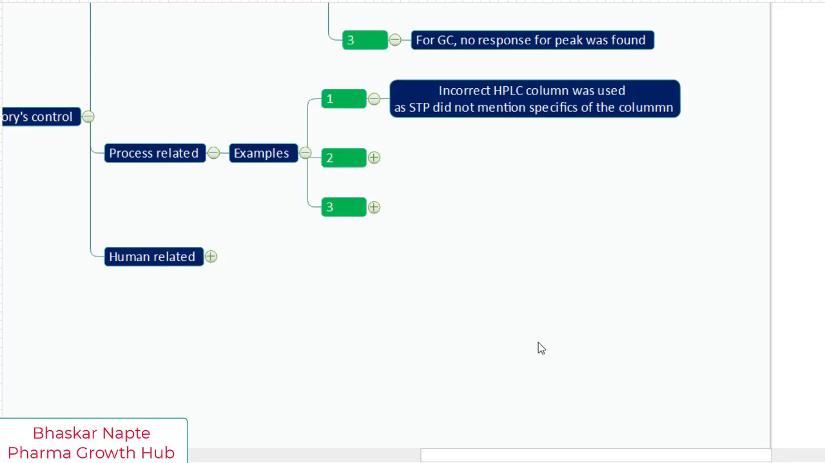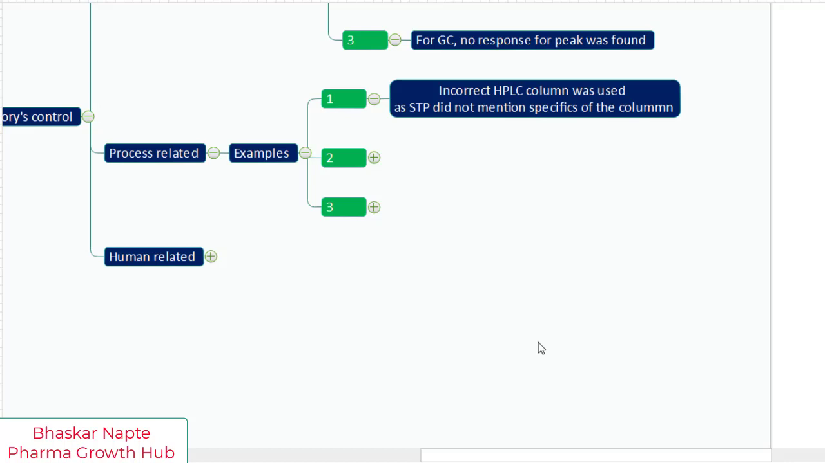Now, the real reason is not the analytical error or analyst error. If you dig down, the analyst has no guidance available on selecting the appropriate column because the STP has the deficiency. STP does not talk about the suitable column or the specific column. And because of that, this incident has occurred. So never ever stop with the conclusion that this incident occurred because of human error. It's very easy to talk this way, but you will never be able to improve your system.